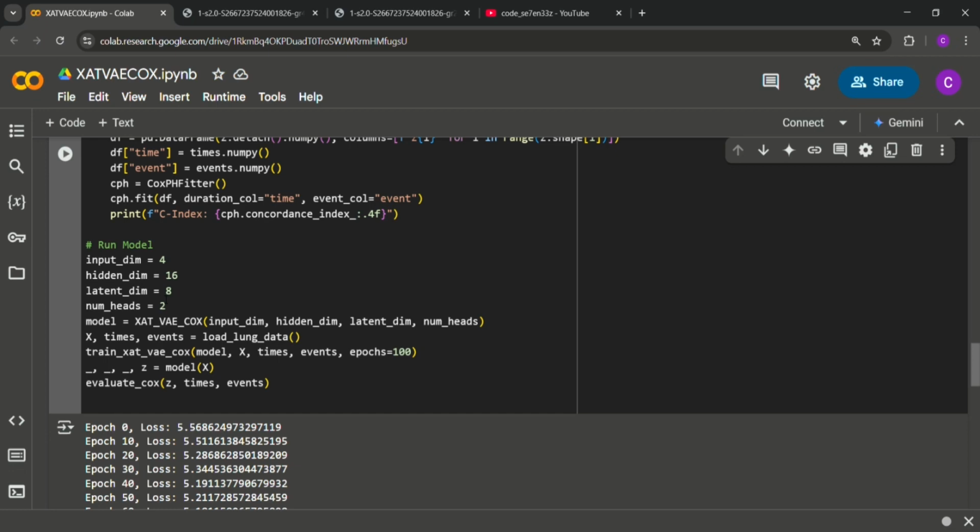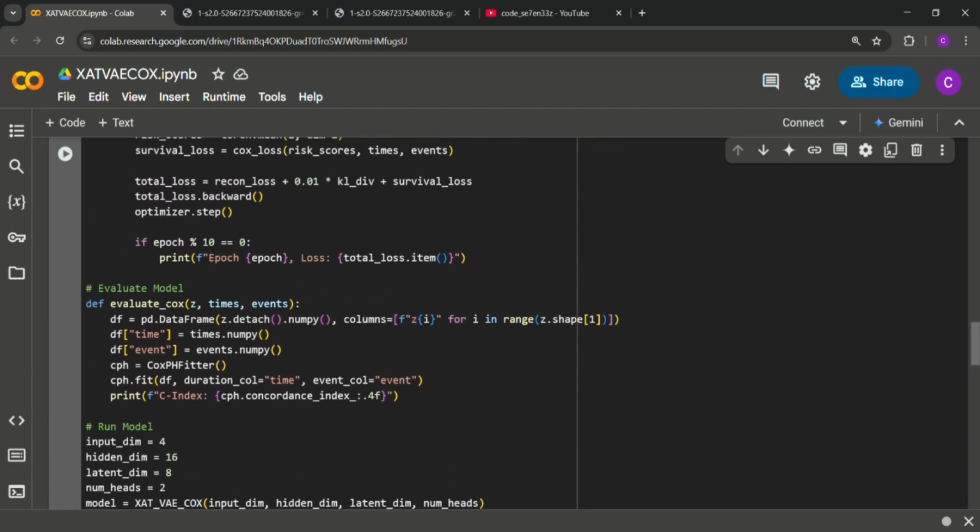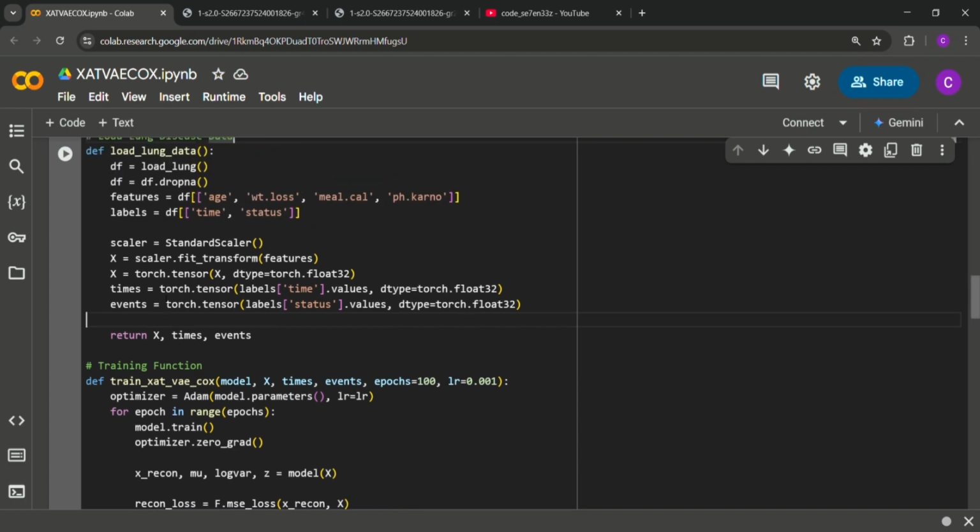That is it for today's video. We explored the XAT-VAE-COX model, walked through each function and applied it to the lung disease dataset.